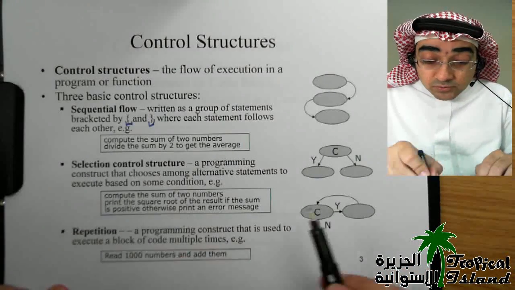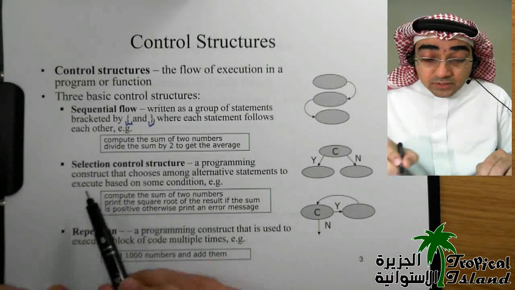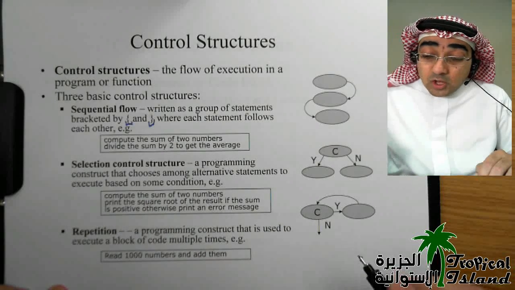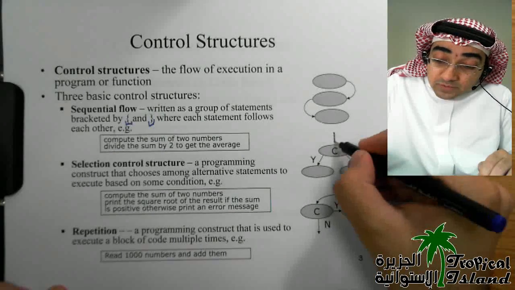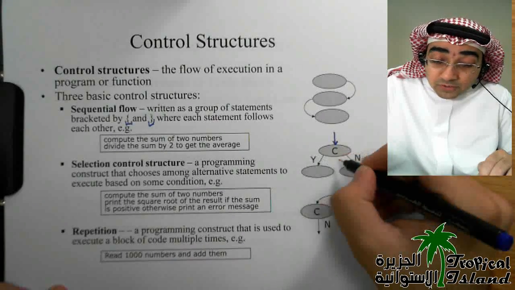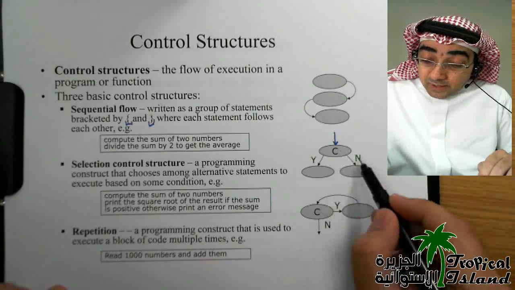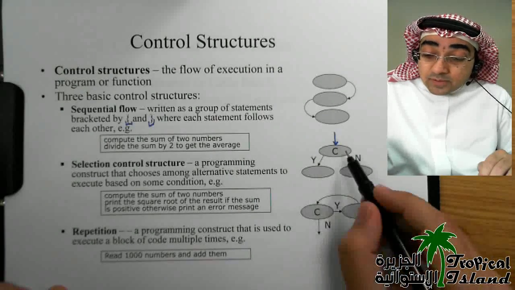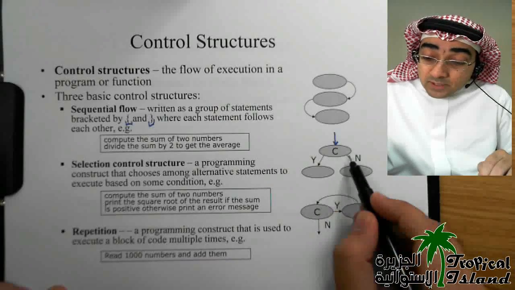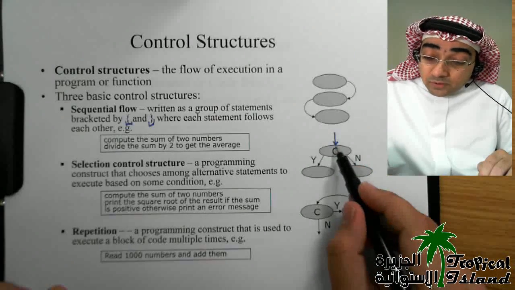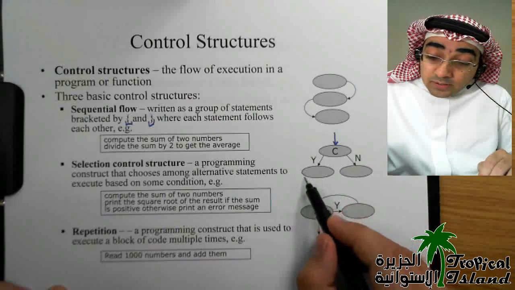A selection control structure is a program construct that chooses among alternative statements to execute based on a condition. So your program comes sequentially, and as soon as it hits the selection control structure, it decides whether to go on this side or that side. There are different statements written over here, and different statements written over here. Based on some condition that I'm going to be checking, the control structure is going to conduct either the statements on the right or the statements on the left.